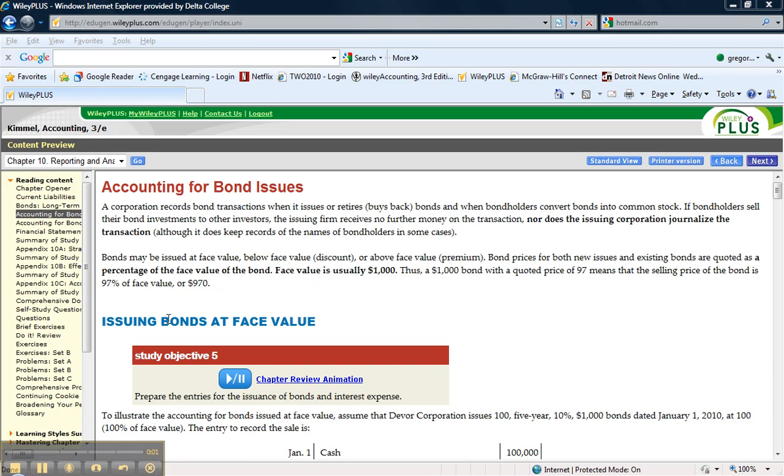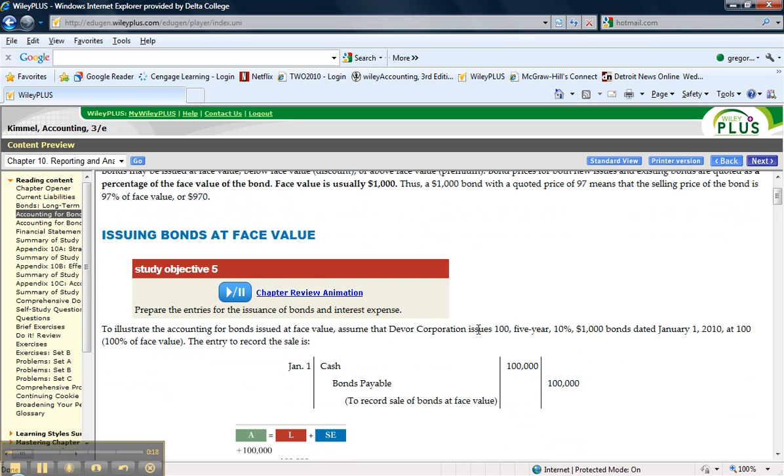All right, how do you deal with recording the issuance of bonds? Study Objective 5 deals with issuing bonds at face value. That means issuing bonds at the amount stated on the bonds. So if you have, like down here in this example, they issue $100,000 bonds. That's $100,000 in face value that they're issuing out to investors, and they're issuing them at face, which means the investors are going to pay them that $100,000 for those bonds that have a face value of $100,000.